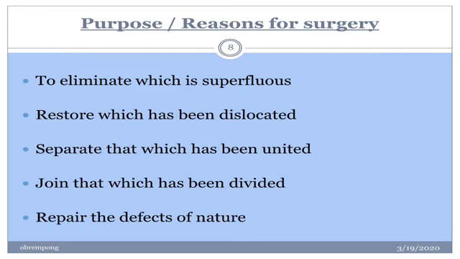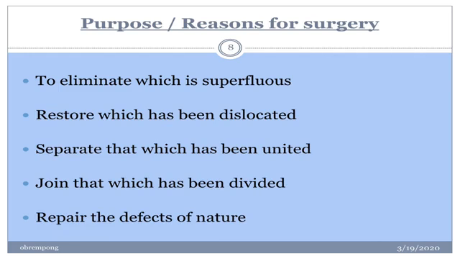Join that which has been divided. If we are separating what has been united, which is abnormal, then they can also join that which has been what? Divided. Certain parts of the body that have been divided can be joined. For example, we can have cleft lip, cleft palate, and all those things. It has been divided, so it is the responsibility of surgeons to repair. Now we have cleft lip repair, and I think it's free for now. Repair the defect of nature.